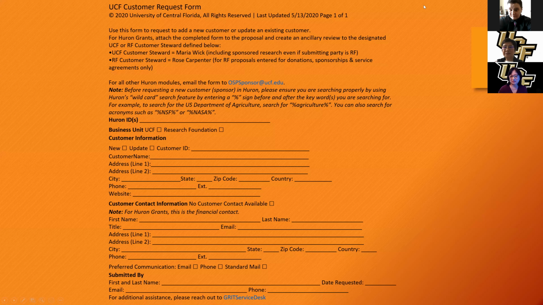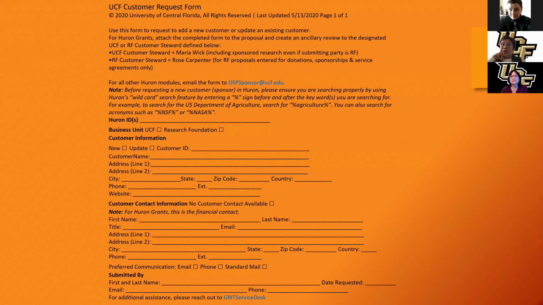Thank you. This is the official document that we use whenever we need to set up a new customer in PeopleSoft. The form is pretty much straightforward, or it can easily be understood by anybody. Also, I'd like to mention that we have another person who sets up customers for Research Foundation, and that is Rose Carpenter. So basically, me, Esther, and Rose set up all the customers for UCF.